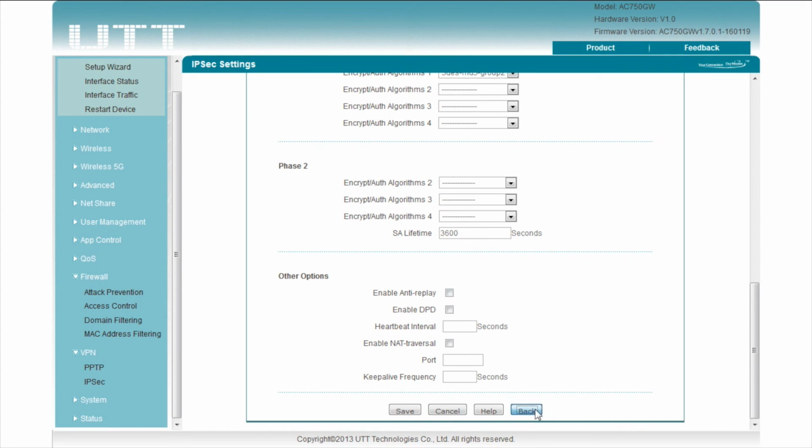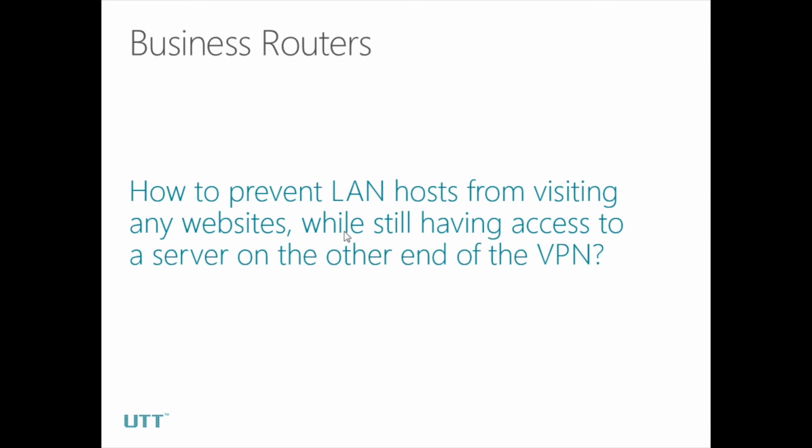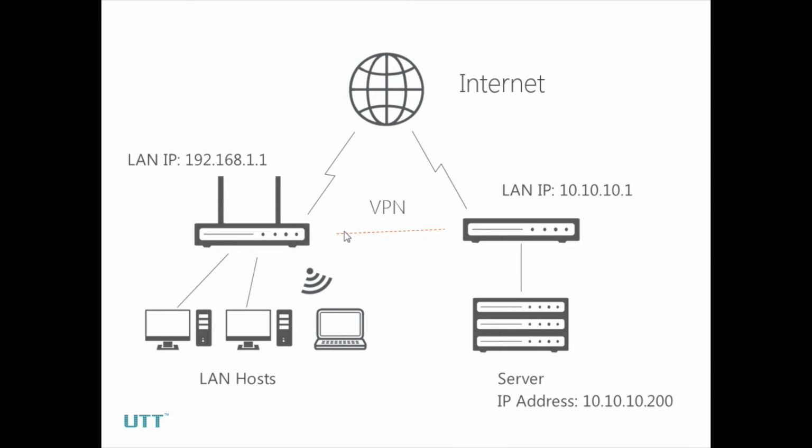Okay, that was all for Firewall and VPN. Let's get back to the question at the beginning. How to prevent LAN hosts from visiting any website while still having access to a server on the other end of the VPN? What we should do is to configure two access control rules. Let's go to the web UI.